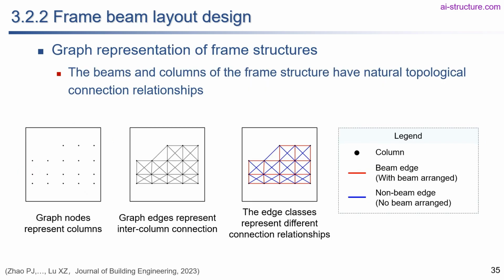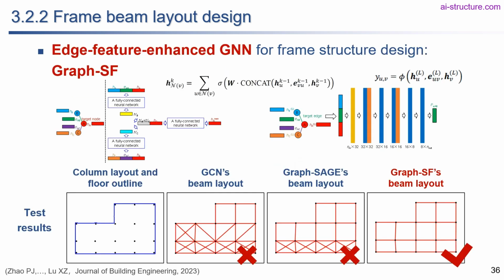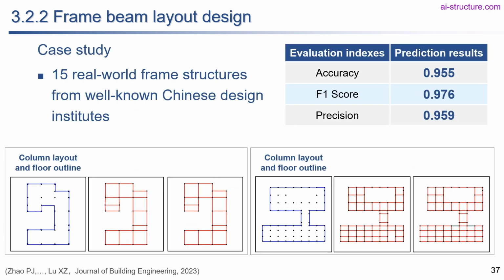For beam layout design of frame structures, we proposed a graph neural network-based beam layout design method that can identify the real beams from multiple potential beam components. This study proposed a GNN model-based frame beam layout design method, enhanced using edge features embedding learning. On the basis of node feature learning, the edge feature learning is added to improve the performance of edge feature prediction. The results show that the AI design's accuracy of the frame beam layout in this study is as high as 95% consistent with engineer's design result.